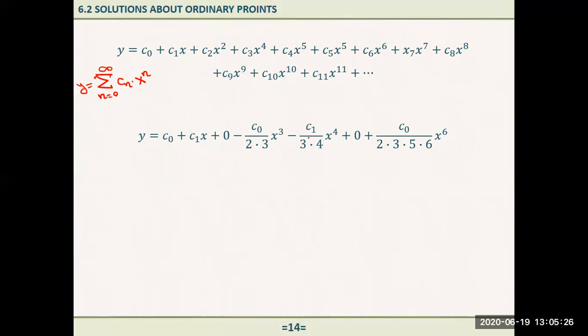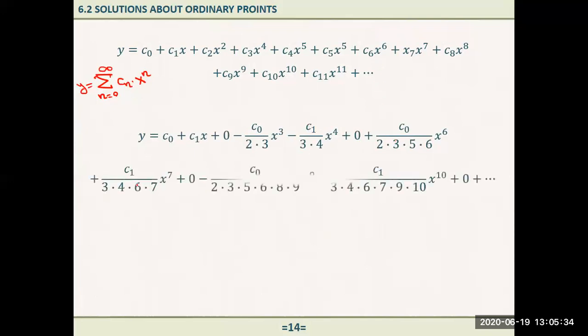C sub 4 equals this. C sub 5 is equal to 0. That's why we don't have x here. C sub 6 is equal to this, and C sub 7 is this coefficient. C sub 8 is equal to 0. C sub 9 and C sub 10 continue.